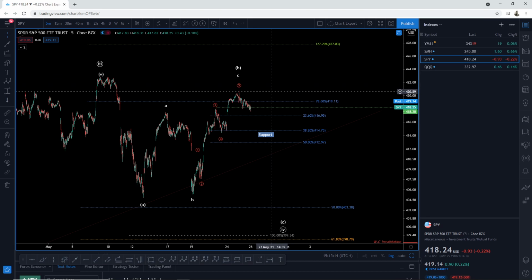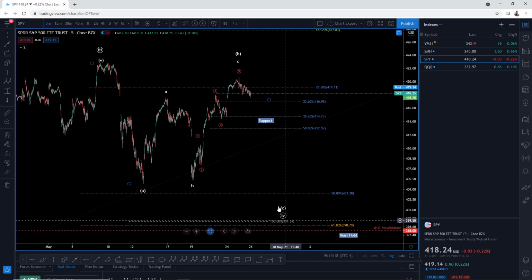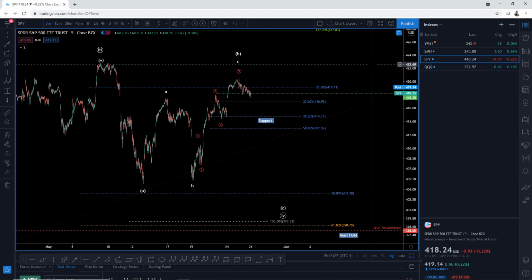Possibility number two is that we break the 38, head on lower, find support at the 50%, the 100 or the 618, which are 399 and 398. Find support, head on higher.